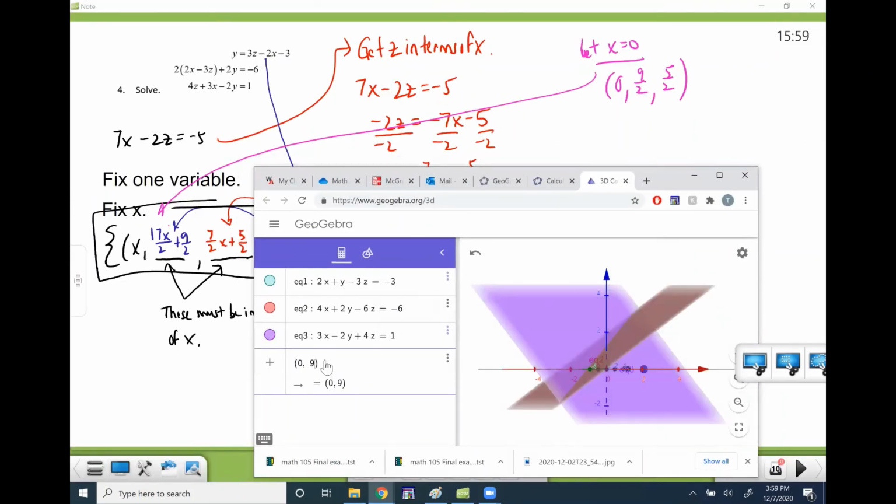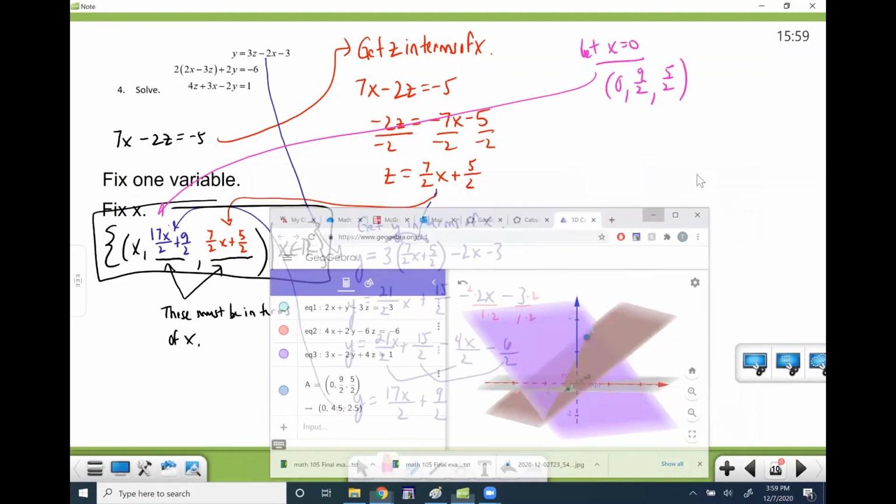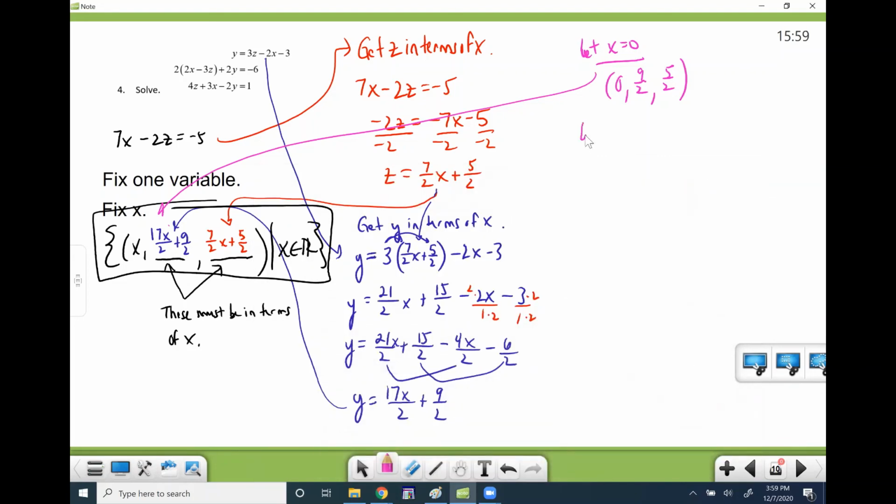0, comma, 9 divided by 2, comma, 5 divided by 2. Okay, check it out. These are right there where they cross, right? That point is. And you could get more. Okay, that's when we let x be 0. Let's let x equal 1. If I let x equal 1, then 1's going to be the x value.